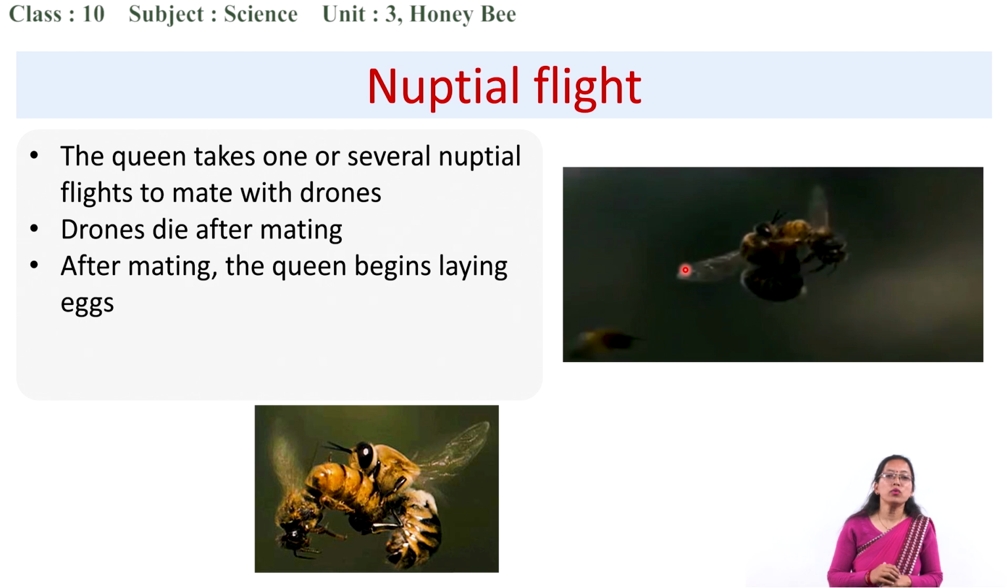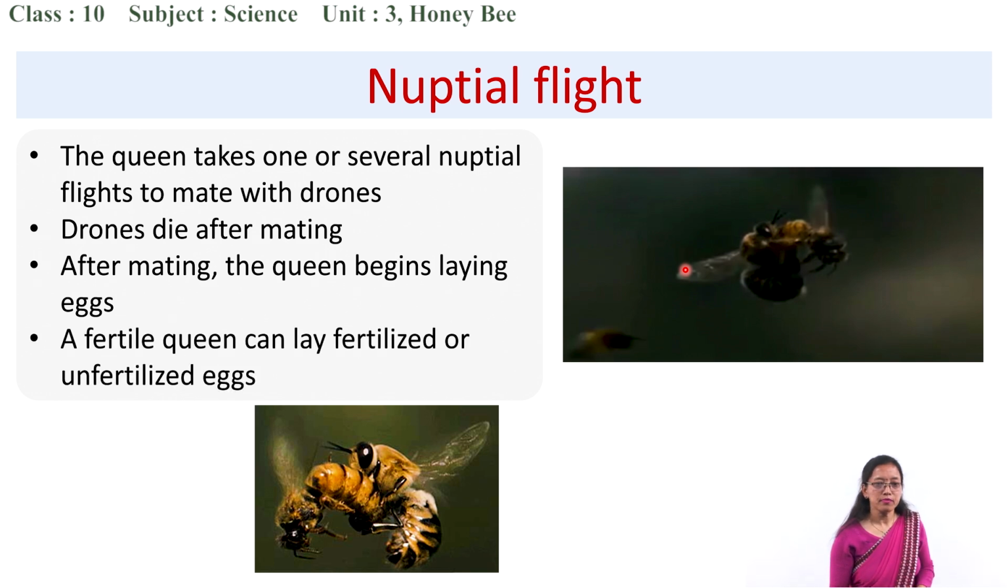After mating, the queen begins laying eggs. That means after mating with many drones, it returns back to its hive. At that time, the worker bees clean, and they form the hives for the laying of eggs. That means they construct new hives, new combs or new brood cells for laying eggs. Then after mating, the queen bee returns to the hive, and in those new brood cells it lays eggs.